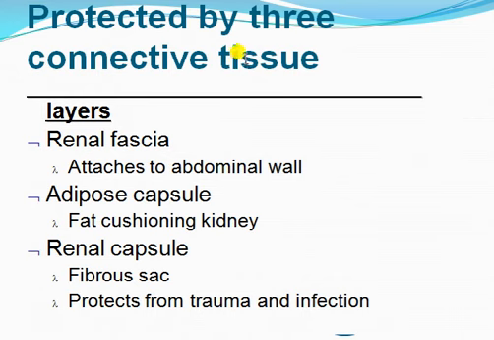These kidneys are protected by three connective tissue layers: the renal fascia, the adipose capsule and the renal capsule. The renal fascia is attached to the abdominal wall. I said that the kidney is present in the peritoneal cavity and abdomen, so it is present in between both. Next, the adipose capsule consists of fat. It acts as a cushion to protect against any mechanical damage. And the renal capsule is a fibrous layer that protects from trauma and infections. So these three layers protect the kidneys.